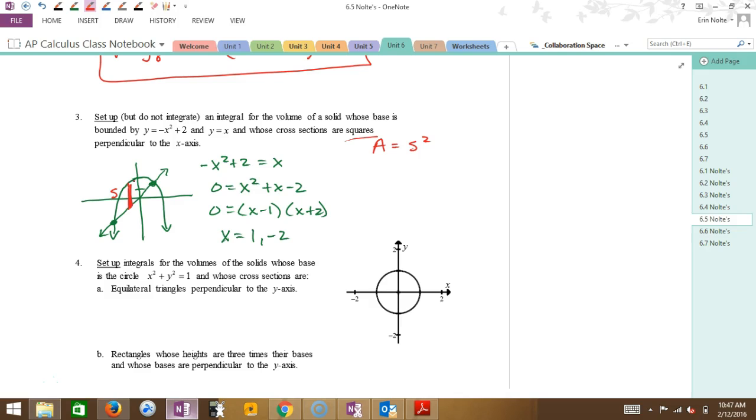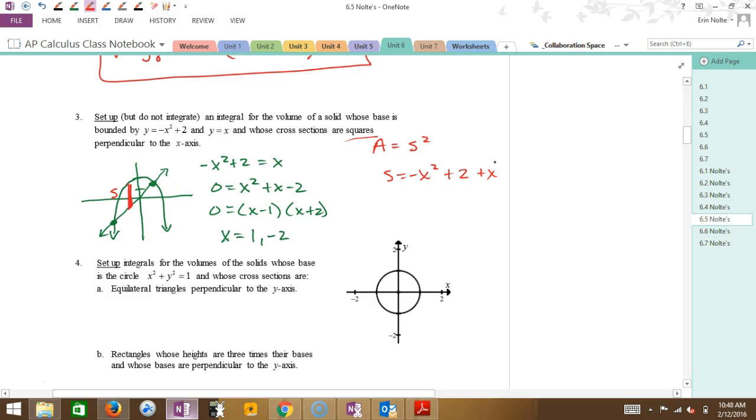So, are we thinking about this? Okay, so the top height, do you see what I'm saying? The top height from the x-axis to the parabola piece is a height of negative x squared plus 2. But I also have to add in the height between the x-axis and x. So what is my total length of S? Plus x, exactly. Just add them together. Okay, so my S is negative x squared plus 2 plus x.